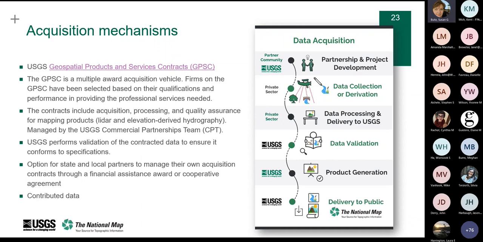And then within the broad agency announcement, there are also other mechanisms that can be used. There will be an option for our state and local partners to manage their own acquisition contracts. That's through a financial assistance award, or more commonly called a cooperative agreement. And then there'll also be mechanisms for bringing in data that have been derived or created by other mechanisms and then contributed to the 3DHP. We're working through the process of what that would look like and how data validation will look like for contributed data. Next slide.